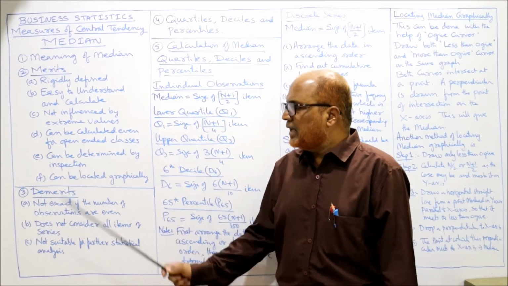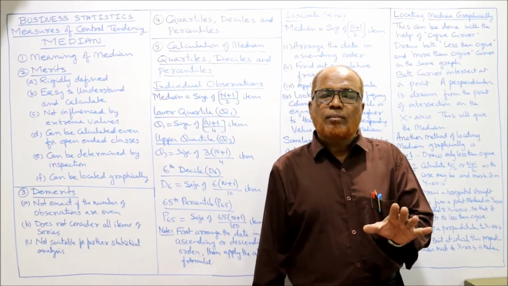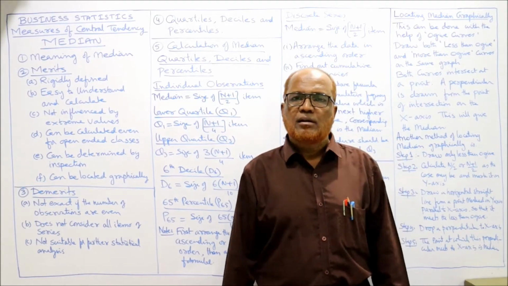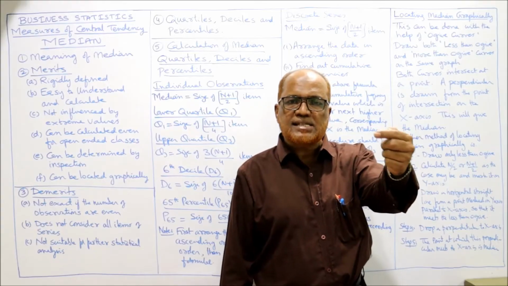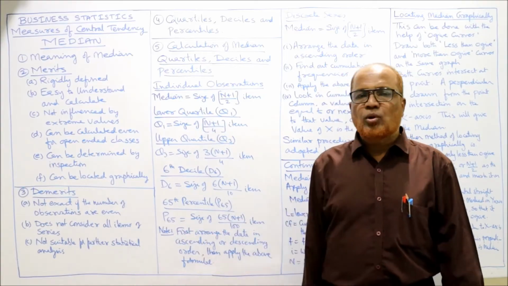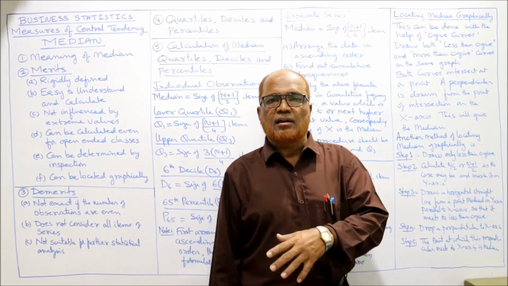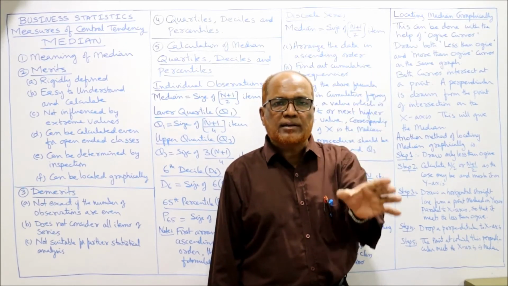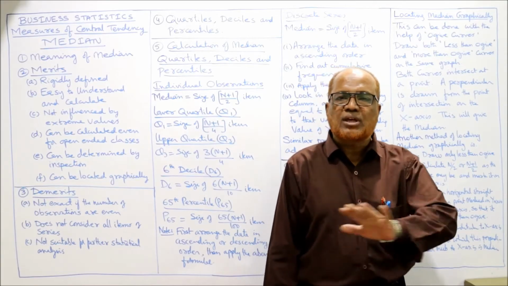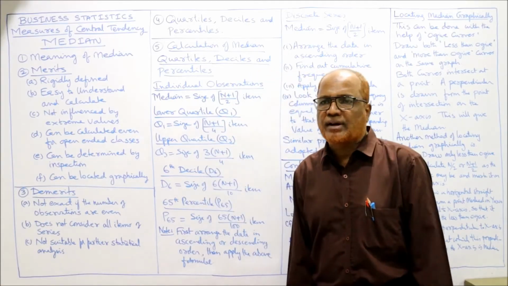Next, it can be determined by inspection. One more advantage: even without applying any formula, only by inspection we can find the median, which value lies exactly in the center. That is the merit. The last one: it can be located graphically, whereas the arithmetic mean cannot be located graphically. Here the median can be located graphically. By drawing some lines on graph paper, we can find the median without applying any formula. I'll explain in this video how we can find the median graphically.